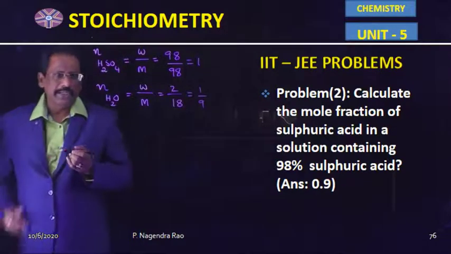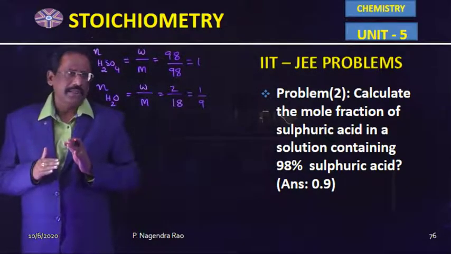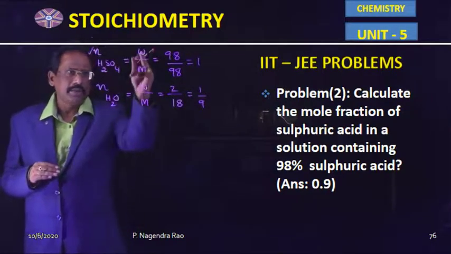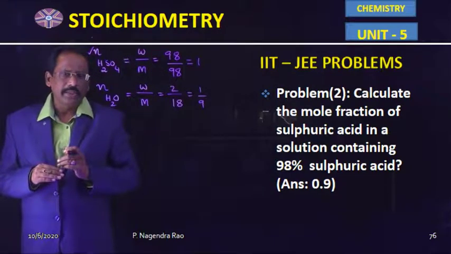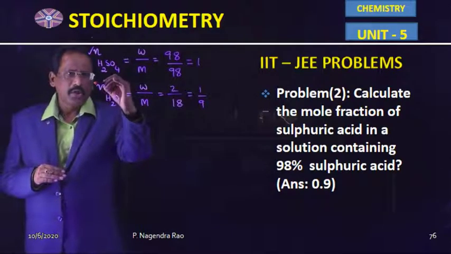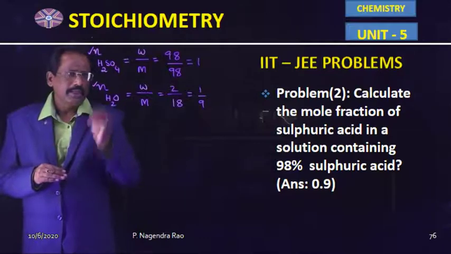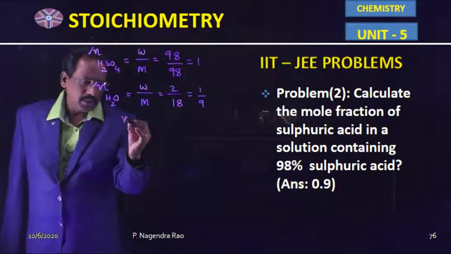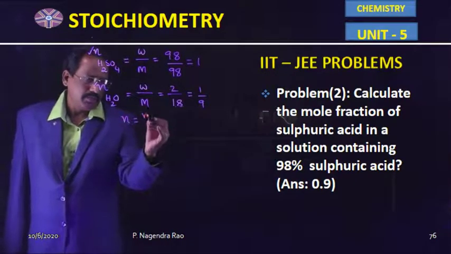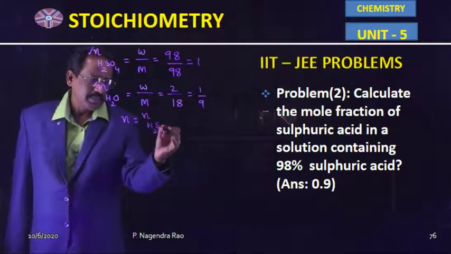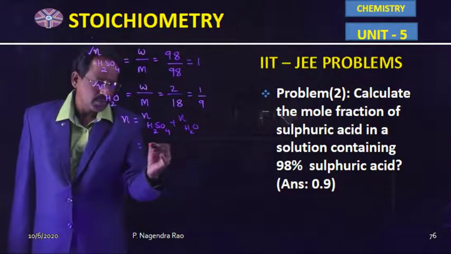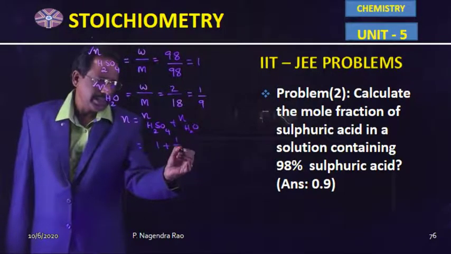So if you want to calculate the mole fraction of sulfuric acid, first calculate the number of moles of sulfuric acid using this formula: weight by molecular weight gives the number of moles. The other component is water, and the number of moles of water is equal to 1 by 9. Now the total number of moles is the number of moles of sulfuric acid plus the number of moles of water, which is 1 plus 1 by 9.